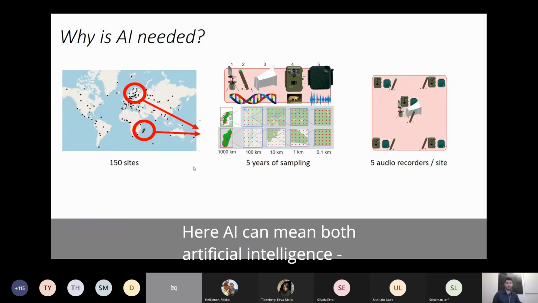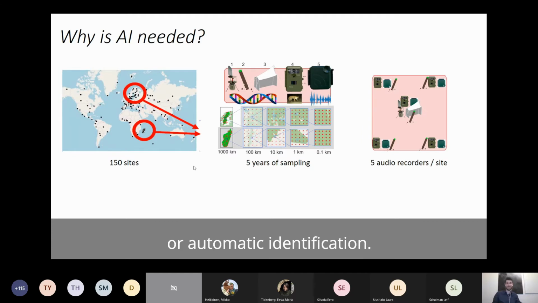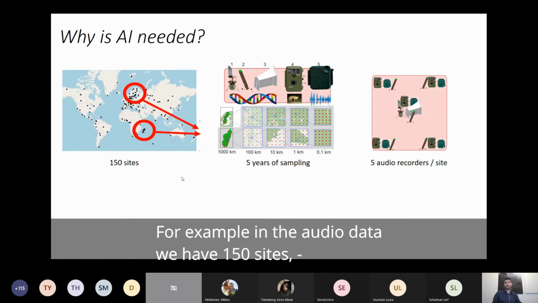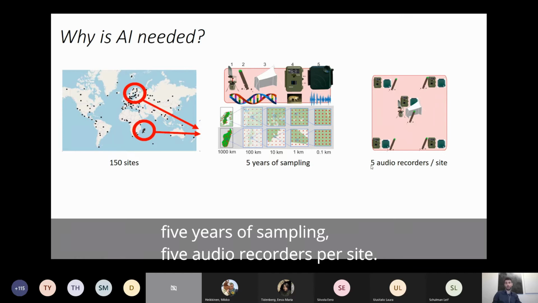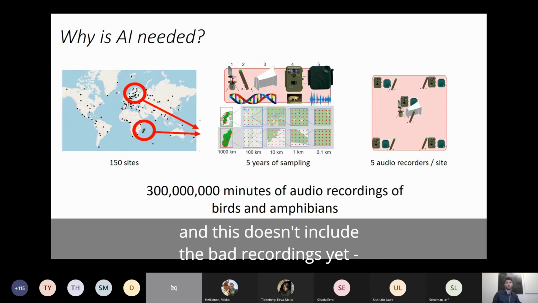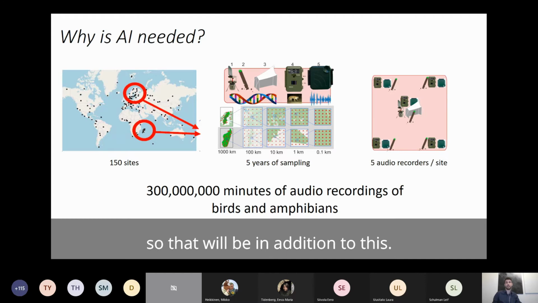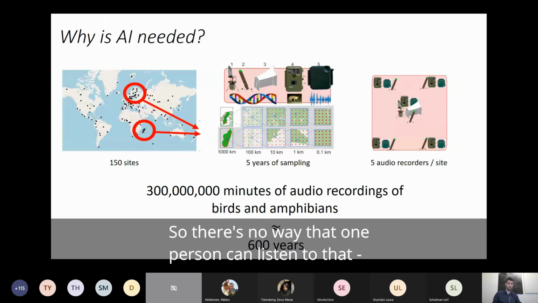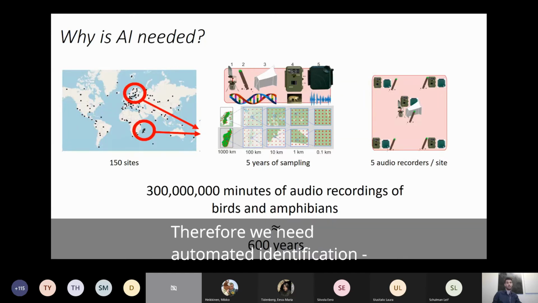Here AI can mean both artificial intelligence or automatic identification. So for example, in the audio data, we have 150 sites, 5 years of sampling, 5 audio recorders per site. That will equal 3 million minutes of audio recordings of birds and amphibians, and this does not include the bat recordings yet, so that will be in addition to this. And this equals 600 years of audio, so there's no way that one person or human can listen to that and recognize all the species. And therefore we need automated identification through machine learning and artificial intelligence.